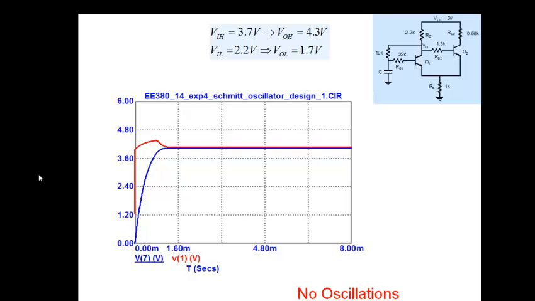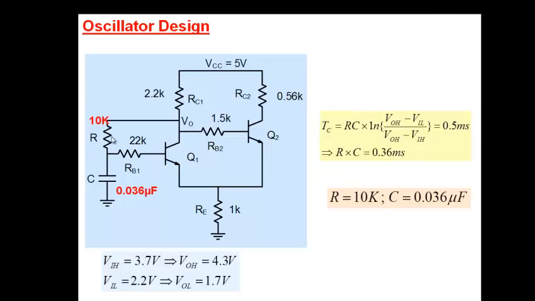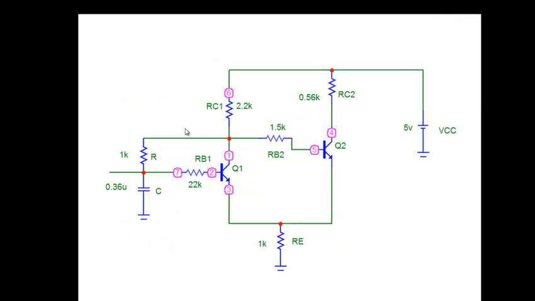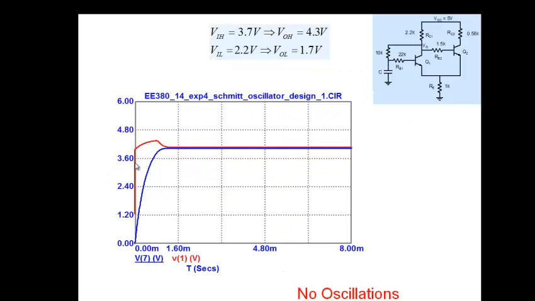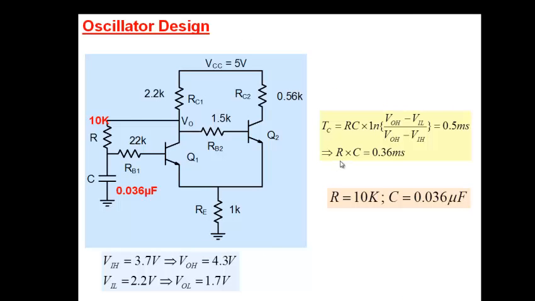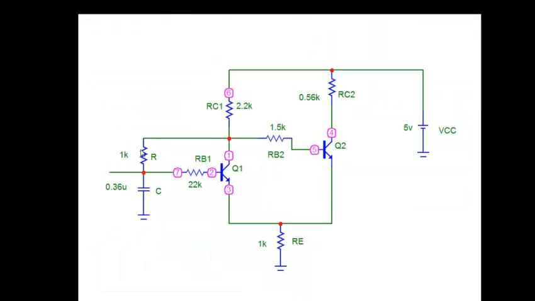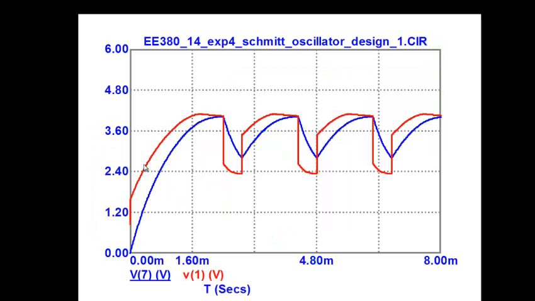Then, well, maybe I thought the value of R was high. 10K was very high. 10K in series with 2.2K, very high. So I lowered it to 1K. Now, when you lower it to 1K, note that if you make R 1K, then C correspondingly has to increase to maintain the frequency. So when I made it 1K and 0.36 and simulated it again, these are the changes I made here. Well, it oscillates.